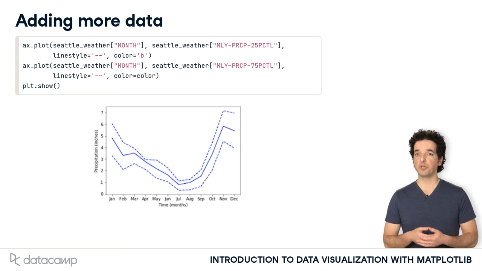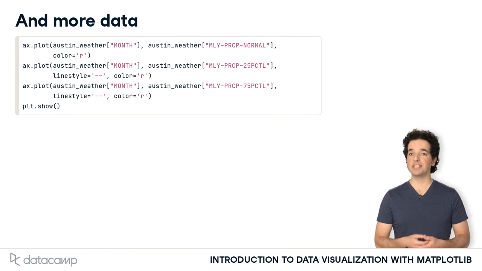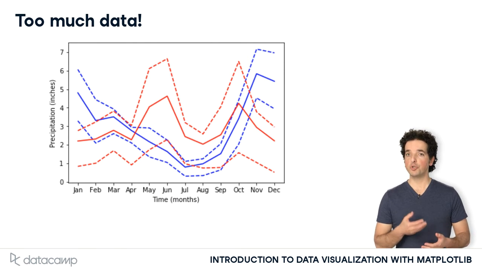What would happen if we compared this to Austin? This code adds the data from Austin to the plot. When we display the plot, it's a bit of a mess. There's too much data in this plot.